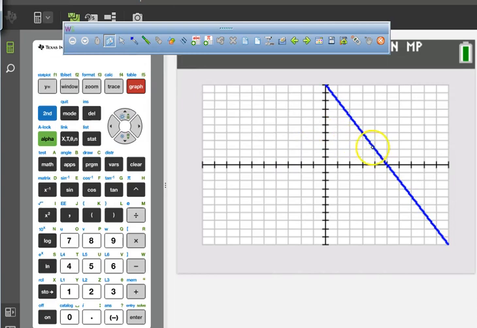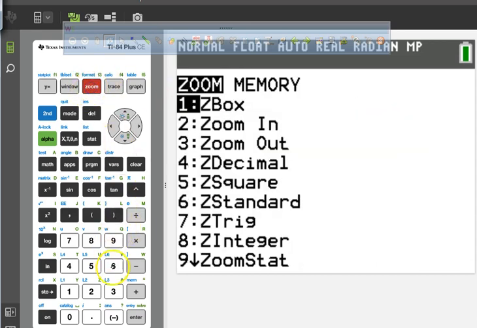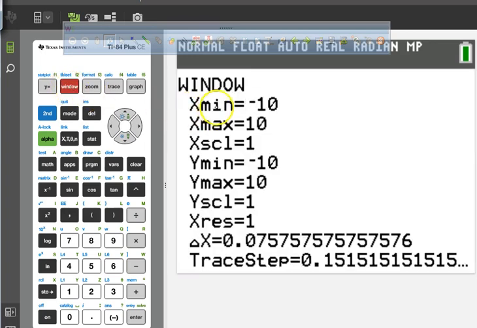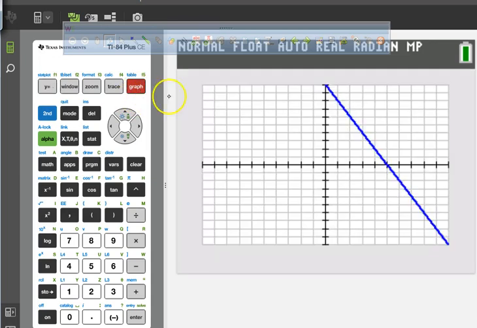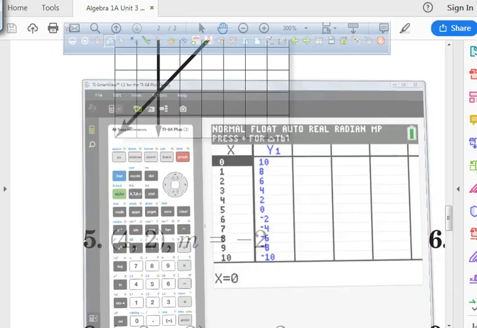Now, if you don't have the lines, you've got to hit second zoom, and turn the grid lines on, and you'll be able to see the lines. Right now, I'm in zoom number 6, the standard zoom, which goes from 10 to negative 10 on the Xs and 10 to negative 10 on the Ys. So that's the window setting right here. All right. So there's our equation, there's our graph, and our point 4, 2 is there. So it's all there.